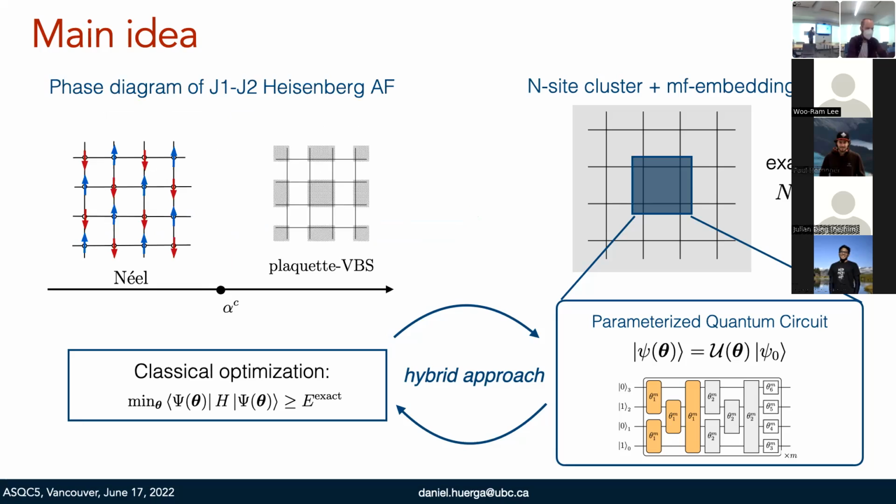I will give you some benchmark results on the J1, J2 Heisenberg antiferromagnet, where we can actually describe the Néel antiferromagnet, and then by changing this ratio of J2 over J1, we can describe a valence-bond solid phase, which is a quantum paramagnet with this plaquette structure, so 2x2 strongly correlated or entangled plaquettes.